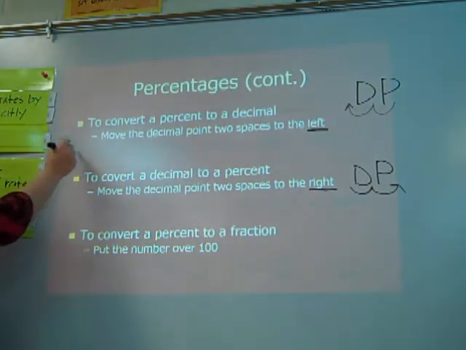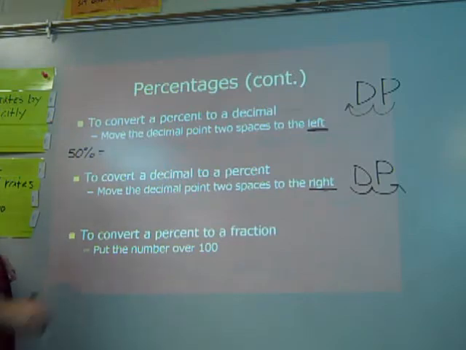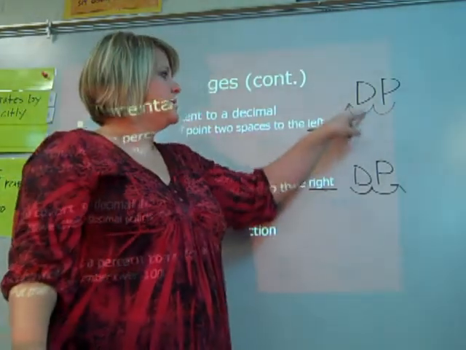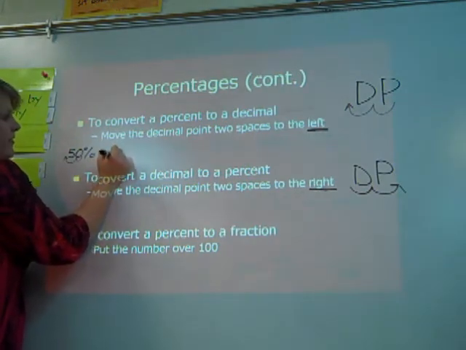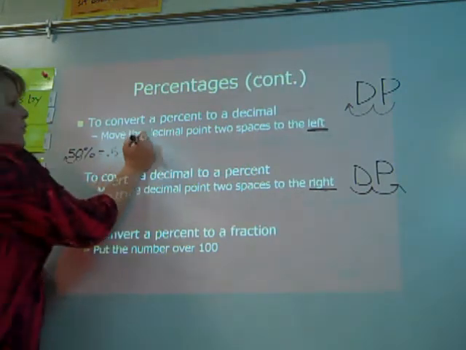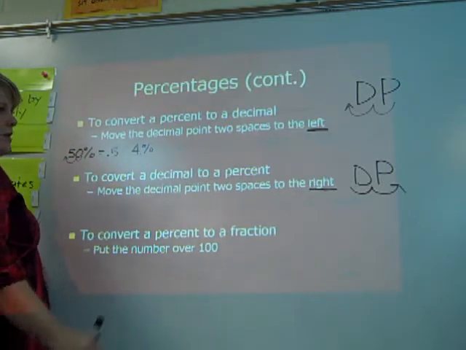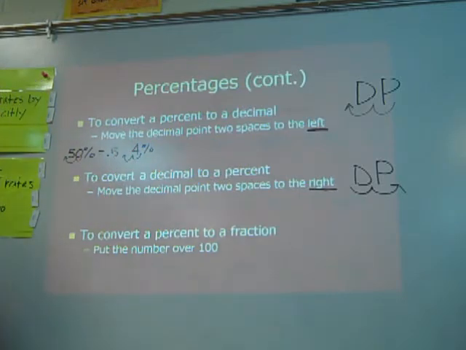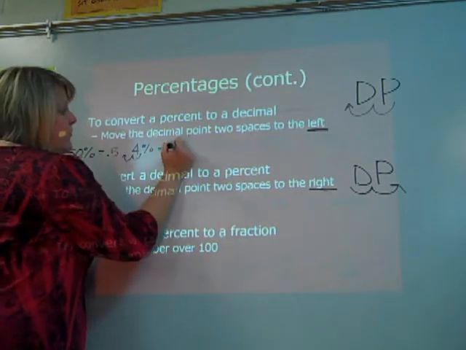So the examples here are 50%. If I want to change that to a decimal, the decimal is understood to be after the 0. I'm going from a percent to a decimal, so I move 2 to the left. So 1, 2, that's going to put the decimal in front of the 5. 4%, again the decimal is understood to be after the 4. So if I move it 2 to the left, if there's no number there, you fill that space with a 0. So this becomes 0.04.